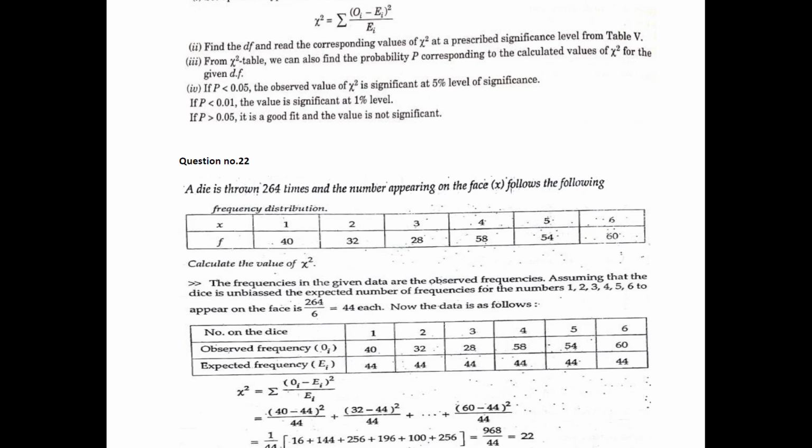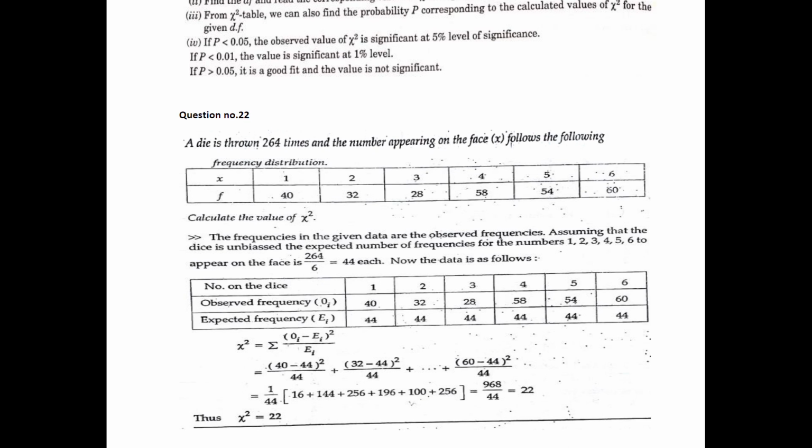A die is thrown 264 times and the number appearing on the face follows the following frequency distribution. The frequency distribution is given, and we have to calculate the value of chi-square. The frequencies in the given data are the observed frequencies. Assuming that the die is unbiased, the expected frequency for each of the numbers 1, 2, 3, 4, 5, 6 to appear on the faces is 264 divided by 6, because the die is thrown 264 times and it has the numbers 1 to 6.